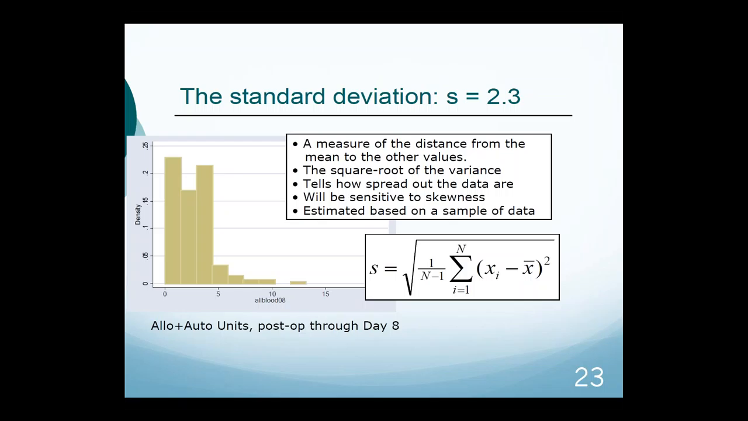Another descriptive statistic we use is the standard deviation. It is a measure of the distance from the mean to the other values. It is the square root of variance, and it tells how spread out the data are, and it will be sensitive to skewness. If it is too asymmetric, then it will be affected like the mean. The mean is affected by skewness too. And it is estimated based on a sample of data, so it is an estimate. In this case, our standard deviation is 2.3 units.